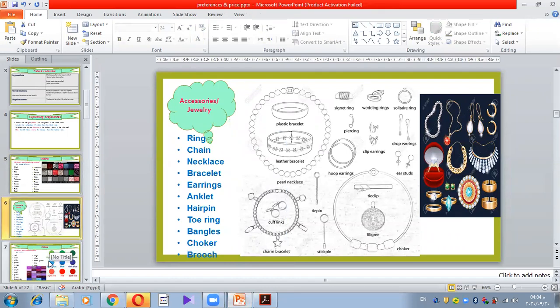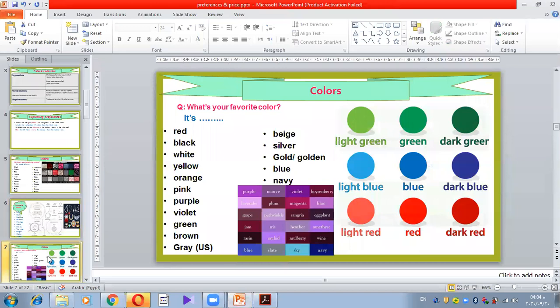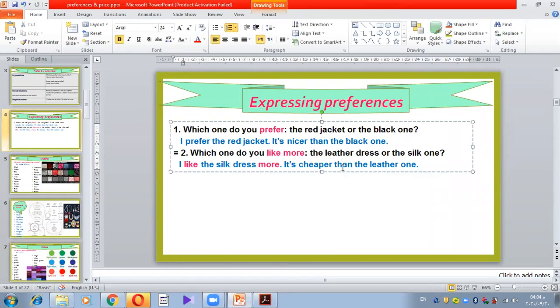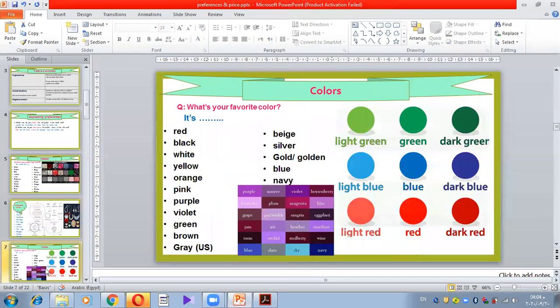Then we have colors. We said that you can speak about preferences through using the material, and we have known now some of them, or through the color even. How can I use this through the color, or what are the colors? Let's have a look at this. First, what's your favorite color? What's a color that you think is your favorite? And you can say red, black, or whatever.